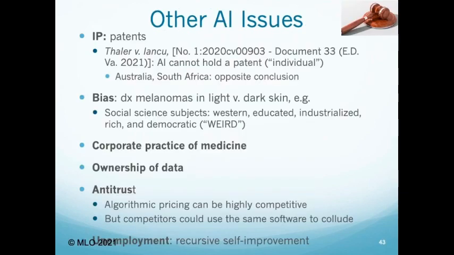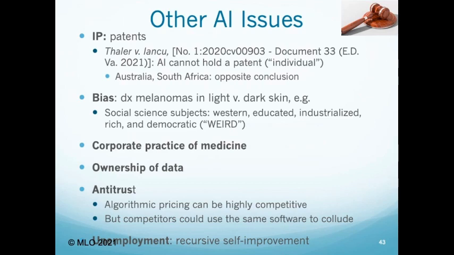That's by no means an exhaustive list of all the issues one could think about. High on the list, but one that I'm not at all competent to address, is intellectual property. A very intriguing question is whether an AI system can itself hold a patent. Under US law, to the best of my understanding to the present time, the answer to that is an emphatic no. But interestingly, in other countries that have a patent system somewhat different from ours, the opposite conclusion has been reached. In Australia and South Africa, for example, it is apparently possible for artificial intelligence to be an inventor and to hold a patent.